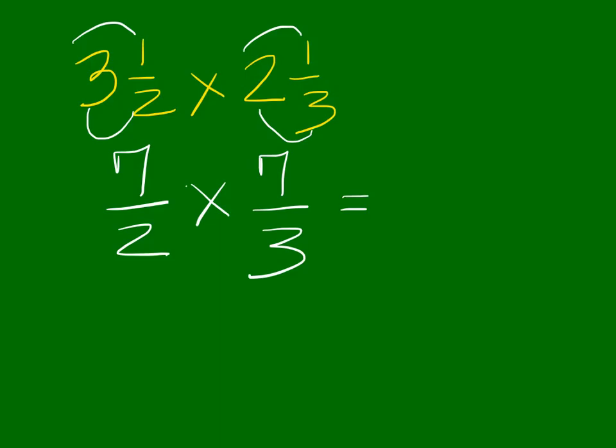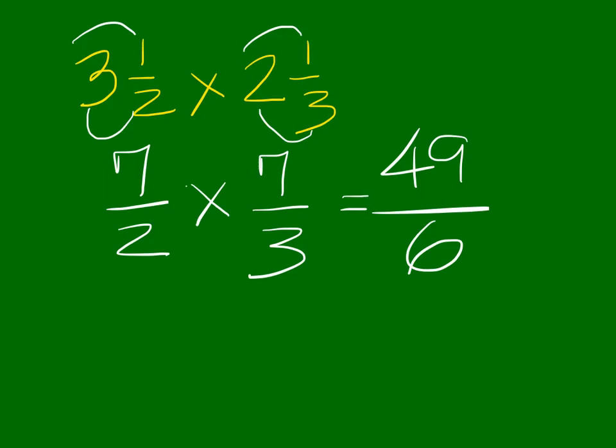That's only for addition and subtraction. What do we do to multiply these two fractions? No. Not cross multiply. Is it side to side? Side to side, yeah. 7 times 7 is 49, and 2 times 3 is 6. Now what do we do to simplify the answer?